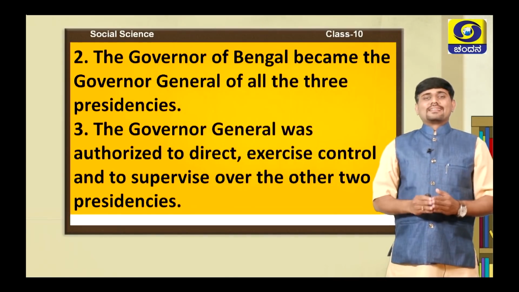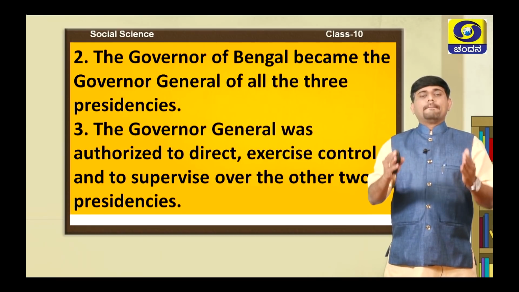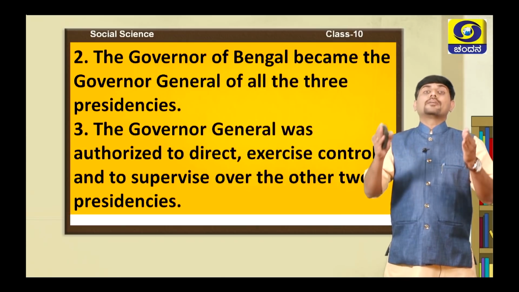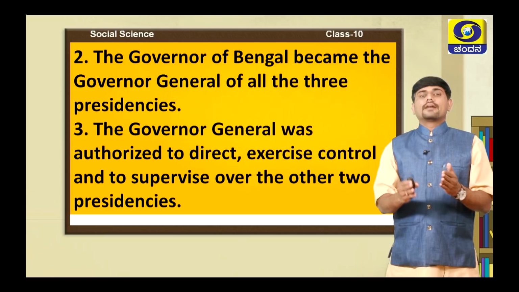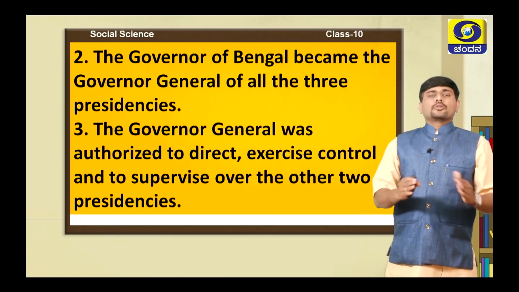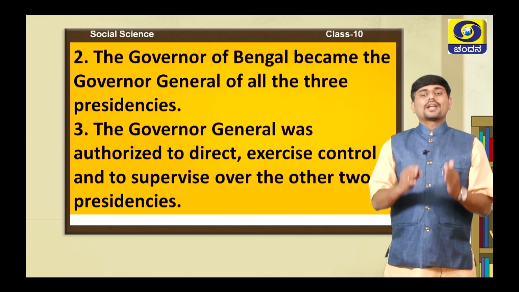Followed by that, the second important provision of the Regulating Act, the Governor General of Bengal became the Governor General of all the 3 presidencies. The Governor General of the Bengal also became the Governor General of the Madras and the Governor General of the Bombay. And the third one, the Governor General was authorized to direct, exercise control and supervise over other 2 presidencies of India.